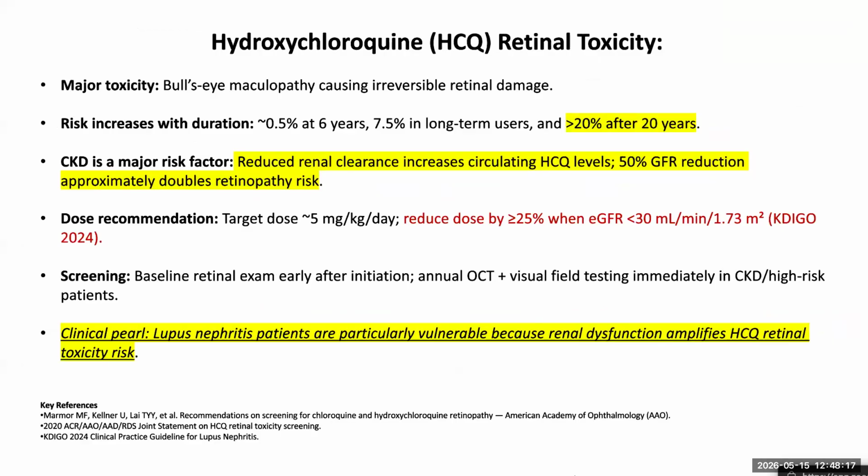Bullseye maculopathy causes irreversible retinal damage, that's why it's important. Usually it is seen in more than 20% of cases after 20 years. CKD is a major risk factor because reduced renal clearance increases the circulating hydroxychloroquine levels, and an approximately 50% GFR reduction doubles the retinopathy risk. We should be reducing the dose by more than 25% when GFR falls below 30.